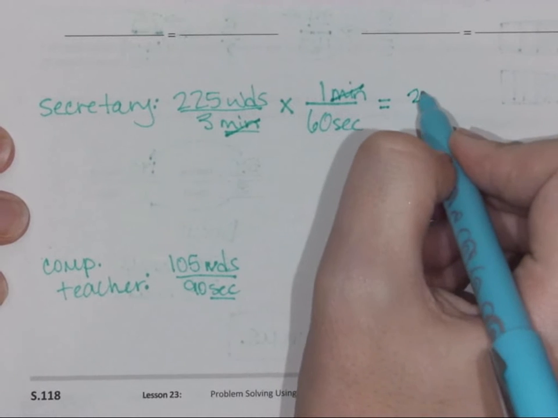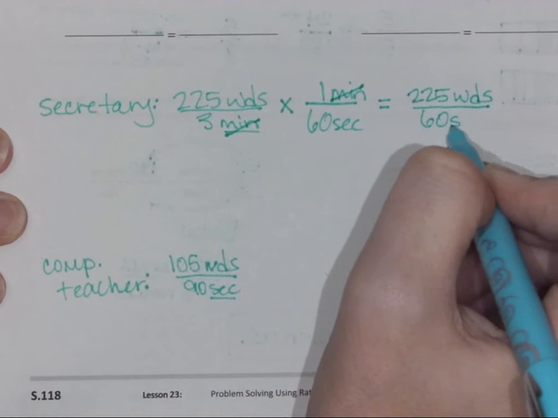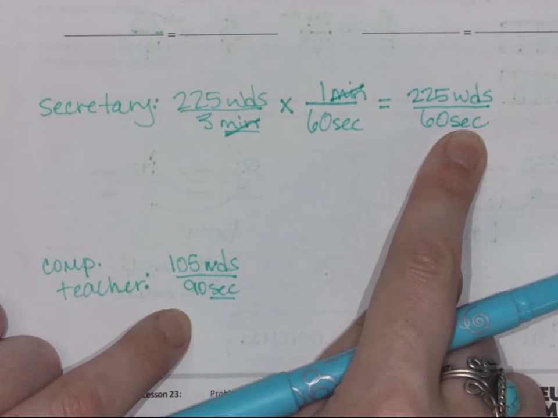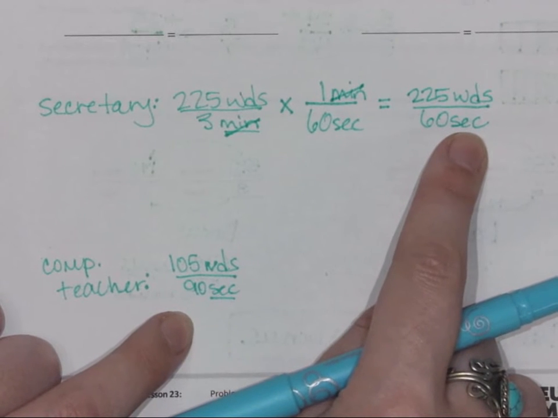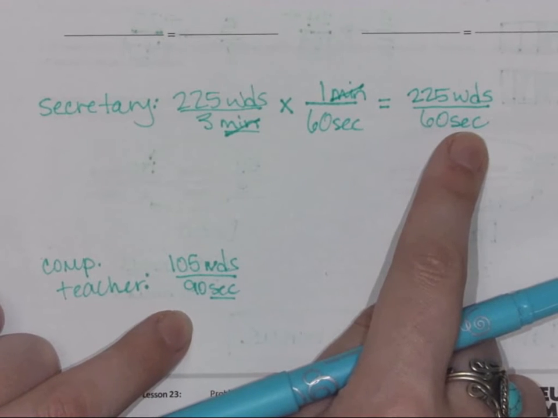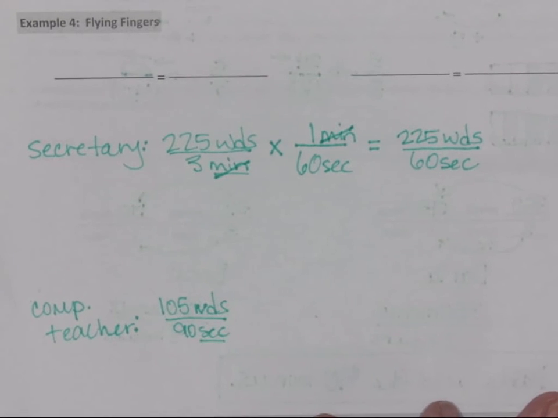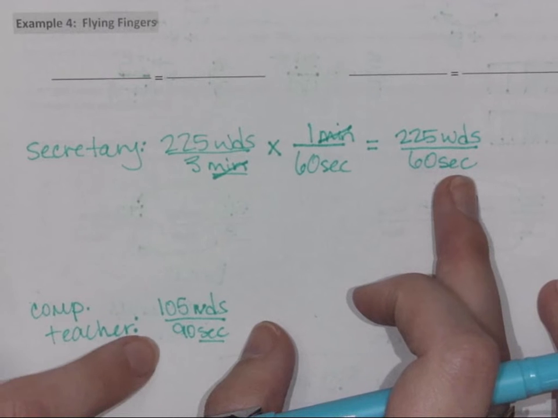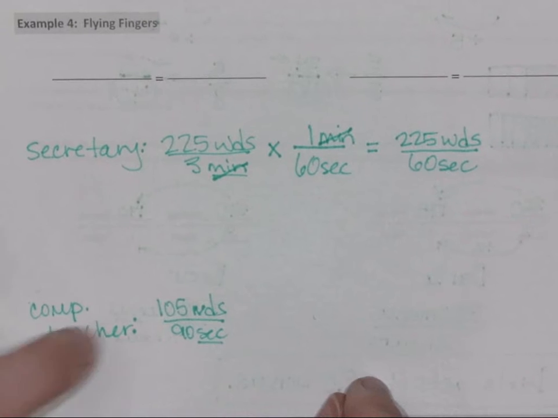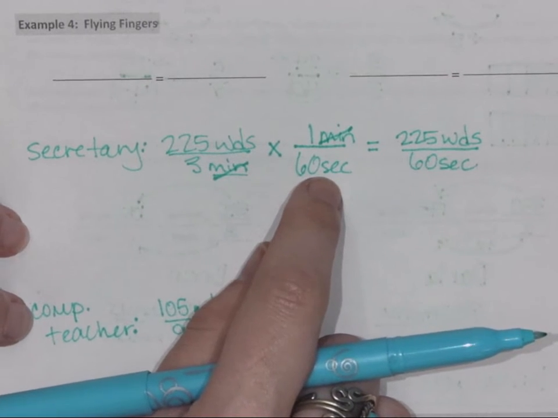But if we multiply across, we find we have 225 words in 60 seconds. Well, 60 seconds here and 90 seconds here, that's not going to fly, right? They have to be the same. So, what can I do next? I want to compare these two, but right now I have 90 seconds here and 60 seconds here. I need to find the unit rate because we converted by using this conversion factor of 60 seconds per minute.